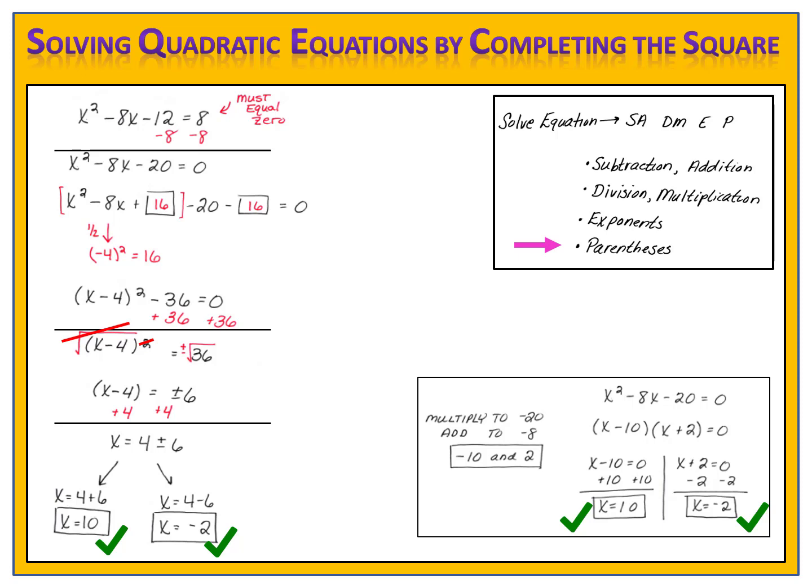Let's end with one word of caution. This process of completing the square really only works if the leading coefficient is 1. If you had, for example, a 2x squared, then you would have to deal with that a little bit differently, and we'll discuss that in a future video.